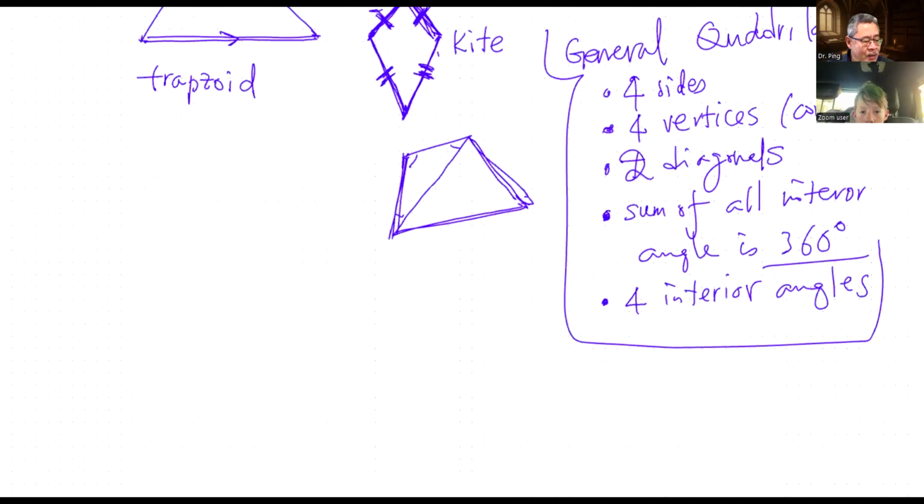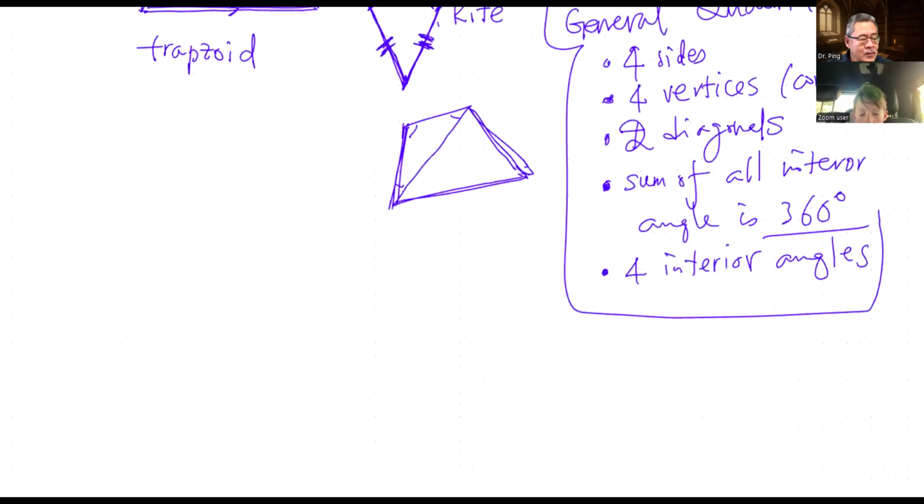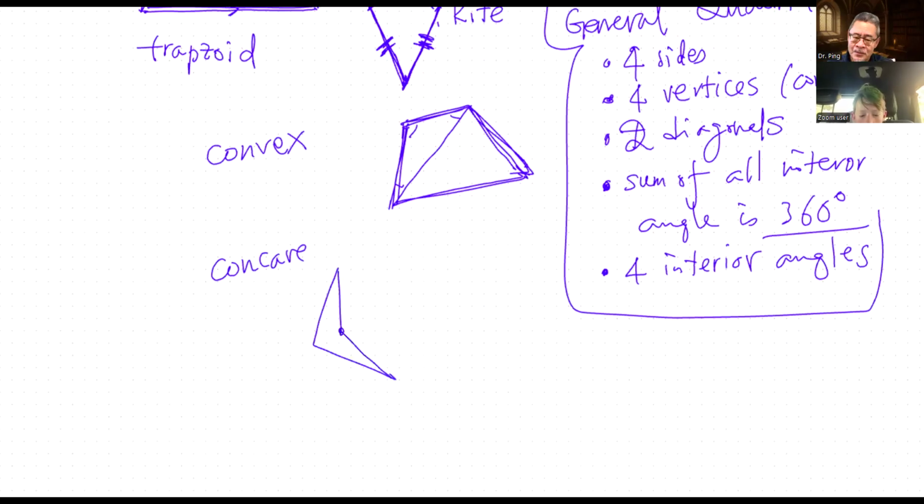By the way, there is also another type of general quadrilateral. One is called convex. So this is a convex quadrilateral. Another one is called concave. Concave will have a shape like this. It's kind of indented, pushed inside. What's interesting about concave is that one of the angles has to be bigger than 180, like this one.